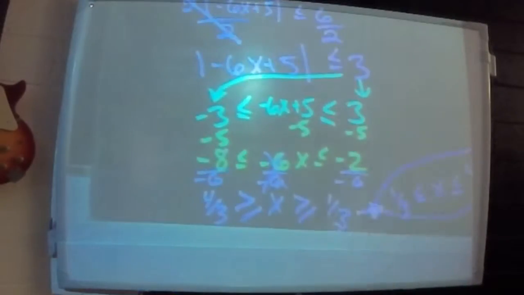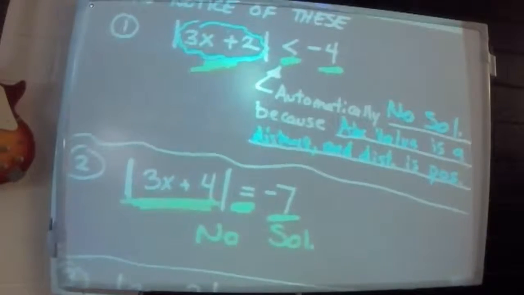All right, that's objective 27, absolute value inequalities. Always keep in mind, if you see anything tricky, to go to the page that says take notice of these. Those are the trick questions.